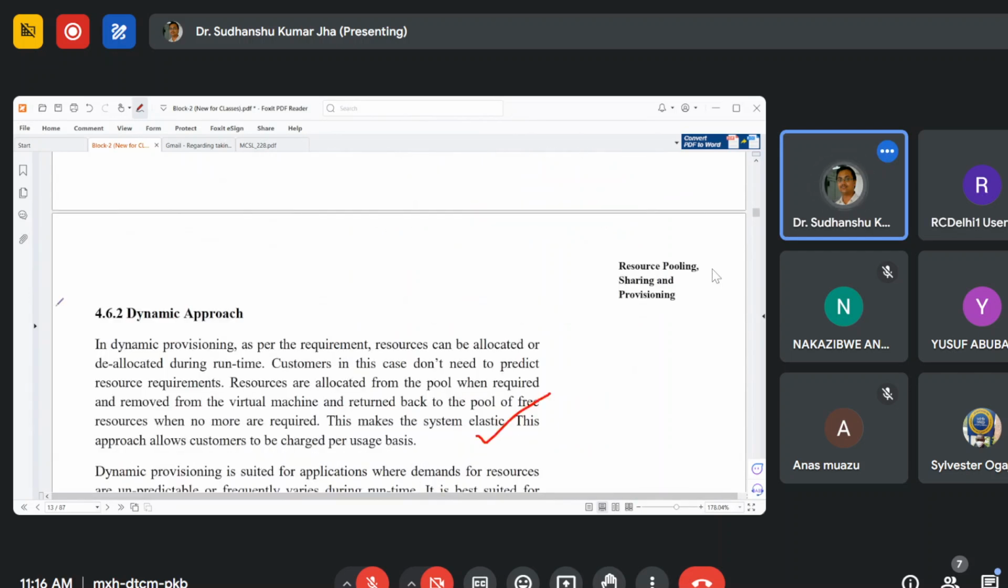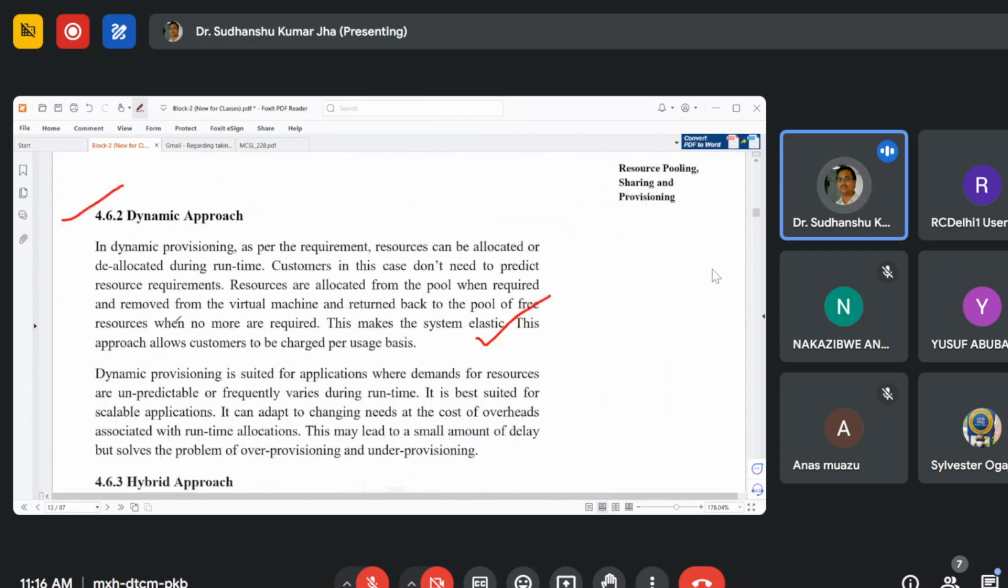In the case of the dynamic approach, during the initial phase, we may allocate, suppose, 50% of the resources, and if the customer is utilizing 80% of the allocated resources, then we may slightly increase that. We may slightly increase the number of the resources.